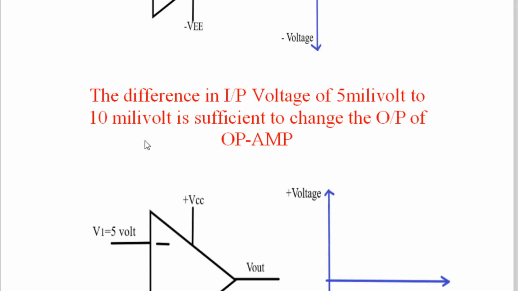If you want to write 5 millivolt in terms of volt, I will write 0.005 volt. So like that, 5 millivolt is the term.